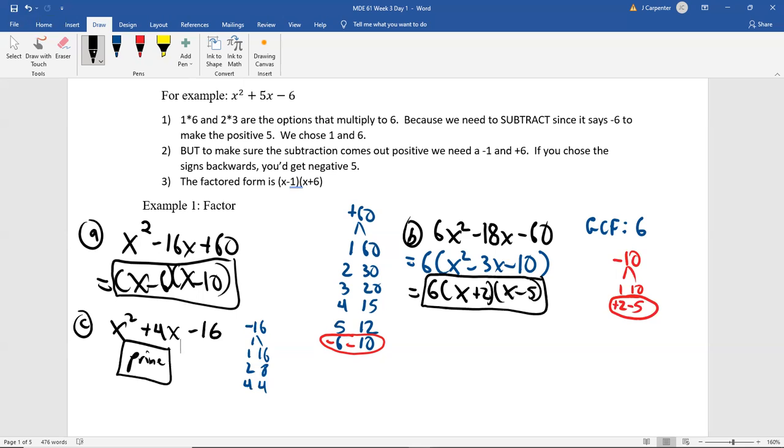What's interesting is if I were to just randomly generate 3 terms with x squared, x, and a constant, there's like a 97, 98% chance it's prime. So we really have to think and make sure when we generate these to make sure they're factorable. We have to think about it in advance.